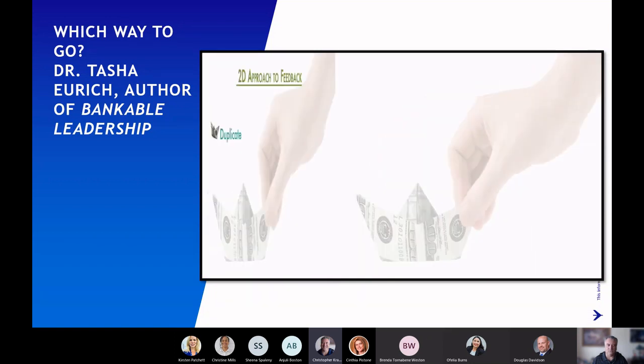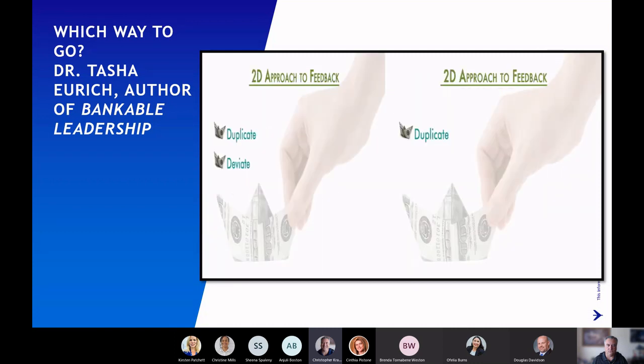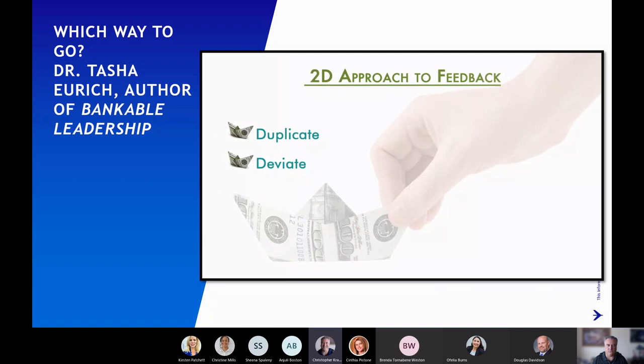It stands for two things. One, duplicate. Stay on the highway. Keep doing what you're doing in the future. And two, deviate. You might need to deviate from the route that you're on and do something different. The 2D feedback model is unique in two ways. The first is that it's future focused.